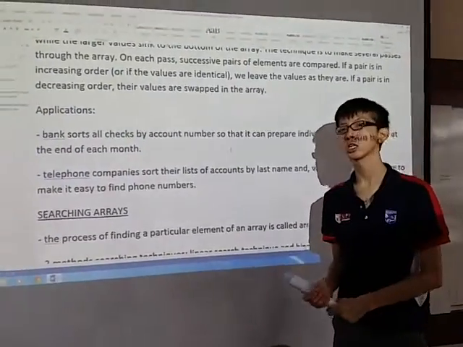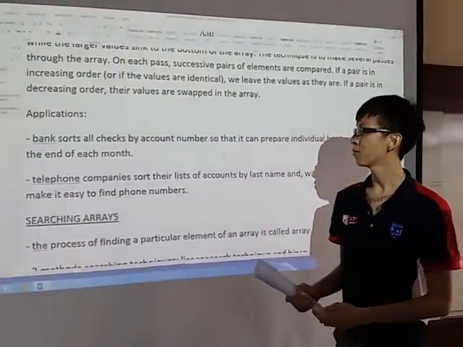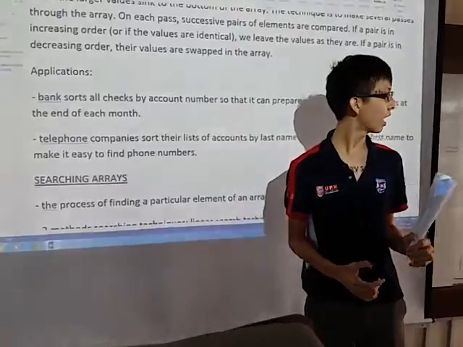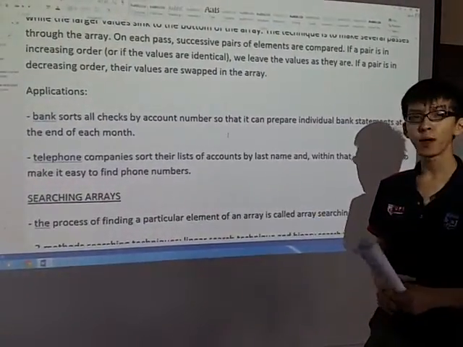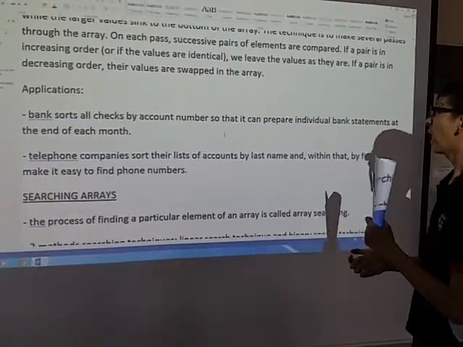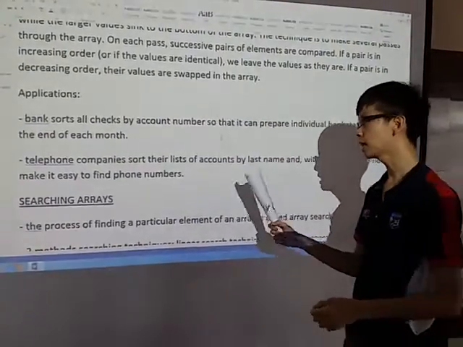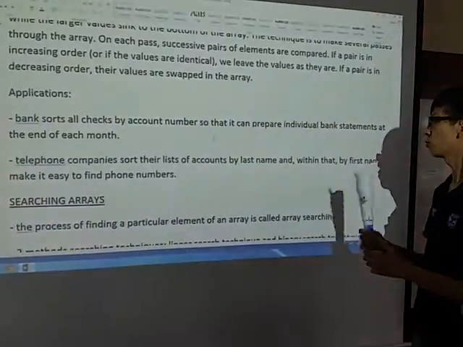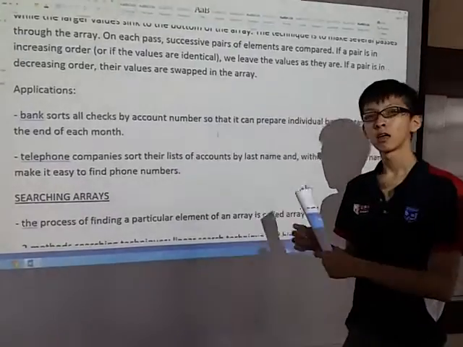Talking about applications, a bank sorts all checks by account number, so that it can prepare individual bank statements at the end of each month. Besides, telephone companies sort their list of accounts by last name, and within that by first name, to make it easy to find phone numbers.